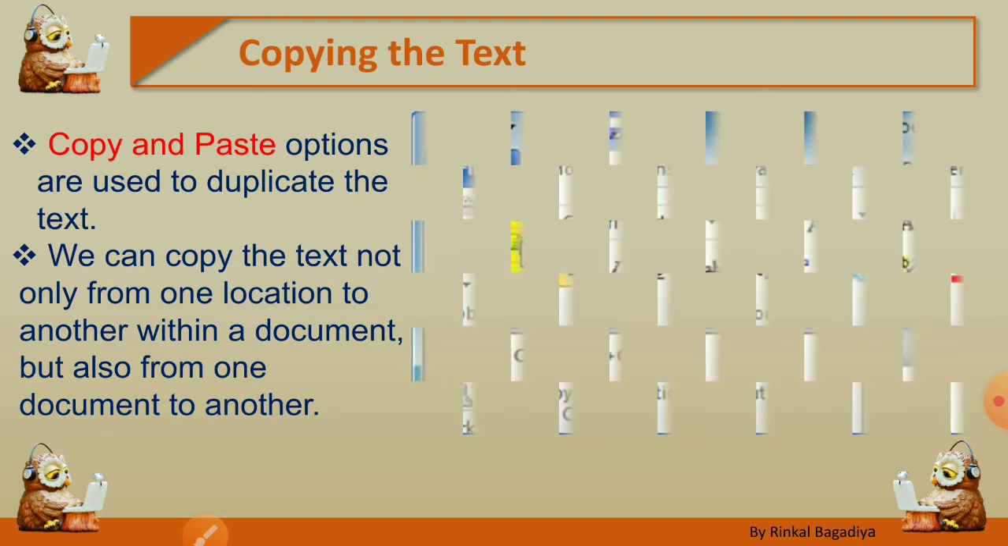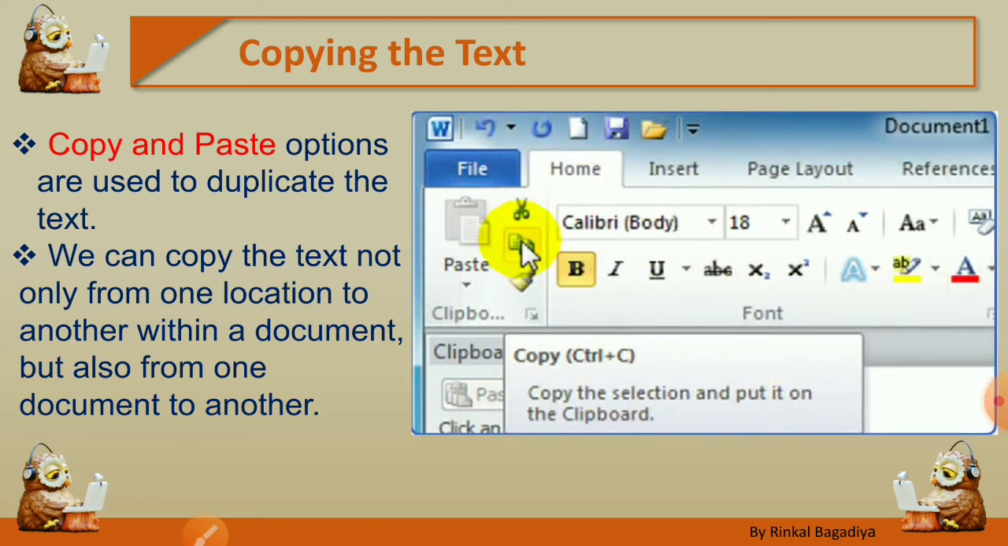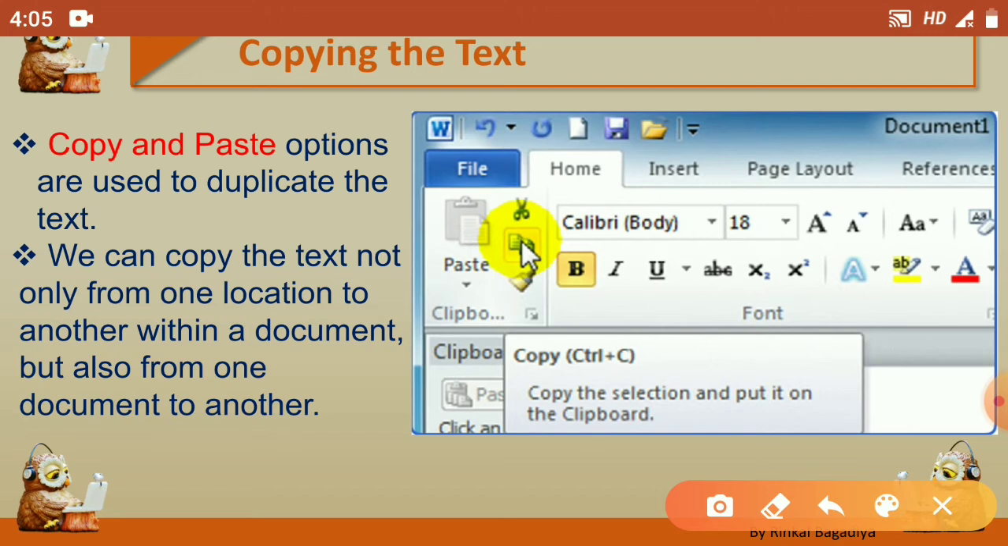Now here on the screen you can see you will get the copy option in the Home tab in the Clipboard group. Below the cut option, this is the copy option. You can see it highlighted in yellow color. The shortcut key of copy is Ctrl plus C. You can use the Ctrl and C key combination from the keyboard if you don't want to click on that option. And after copying the text, we have to paste it to another location.